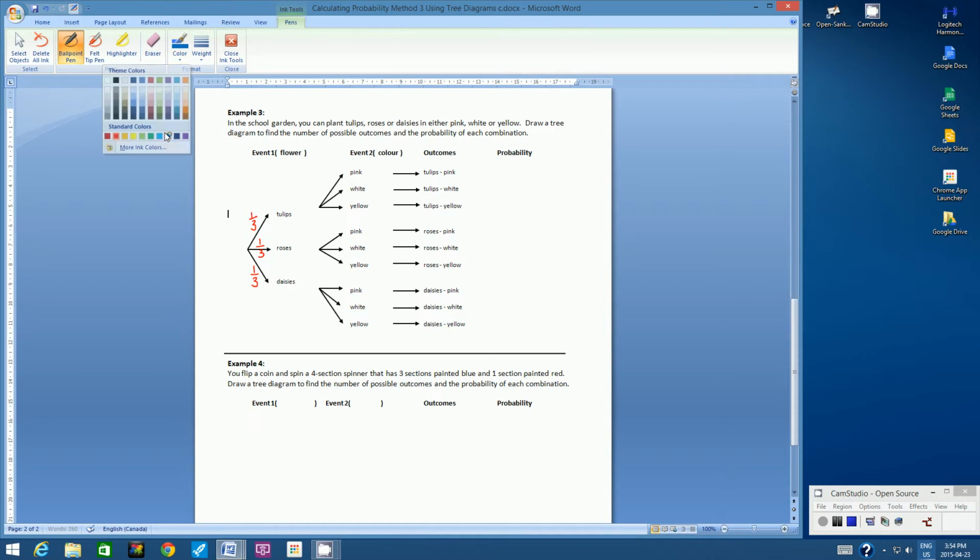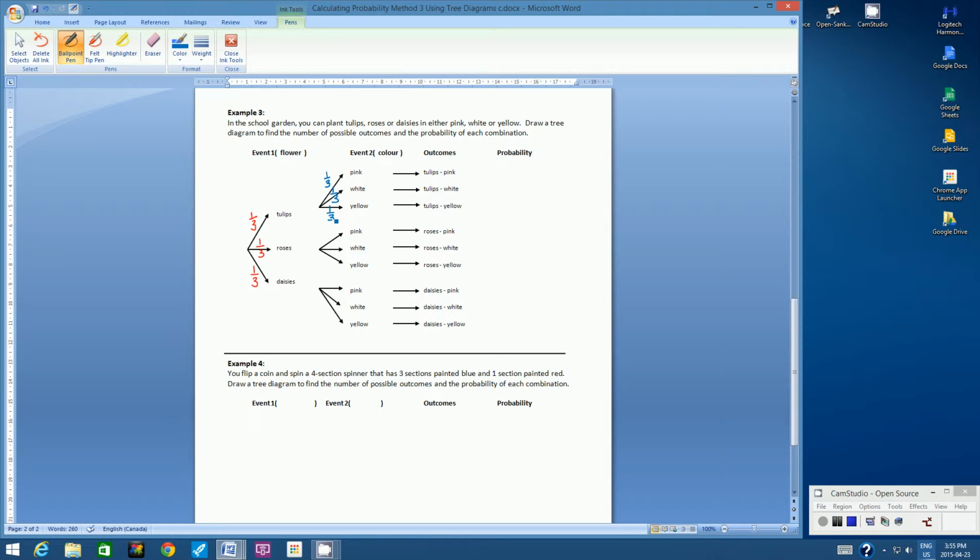Okay. So let's go to event 2. How many options or outcomes do we have? We have 3 possible outcomes. We have pink, white, or yellow. So each of these branches is going to have the same fraction, 1/3. There is a 1/3 probability you're going to choose each of these colors.